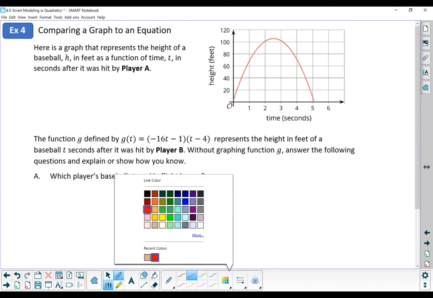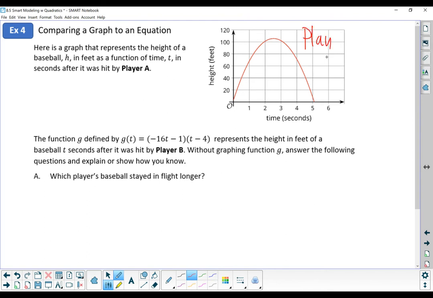So player A. And then we have an equation right here that represents the height in feet of the ball t seconds after it was hit by player B. Without graphing the function g for player B, we want to explain and figure out the answer to these questions. So we have 3 questions that we want to answer.